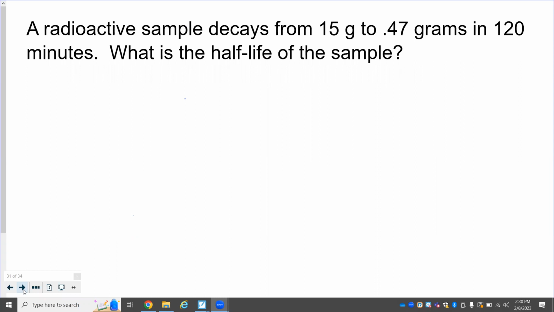So this one didn't tell us anything about how long a half-life is or how many times the sample cuts in half. That is something that we have to figure out. This is one of those ones that you have to solve using the table. So we're saying that at time 0, at the very beginning, we are starting off with 15 grams of the sample. Now, when this goes through 1 half-life, if we divide by 2, we have 7.5 grams after 1 half-life.